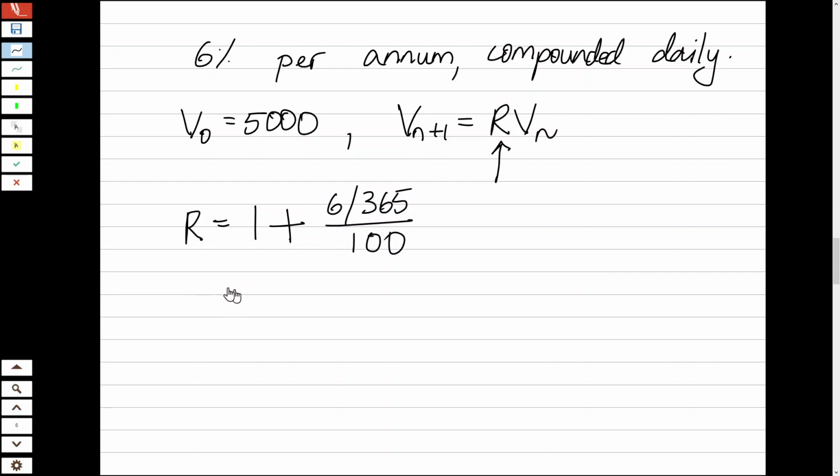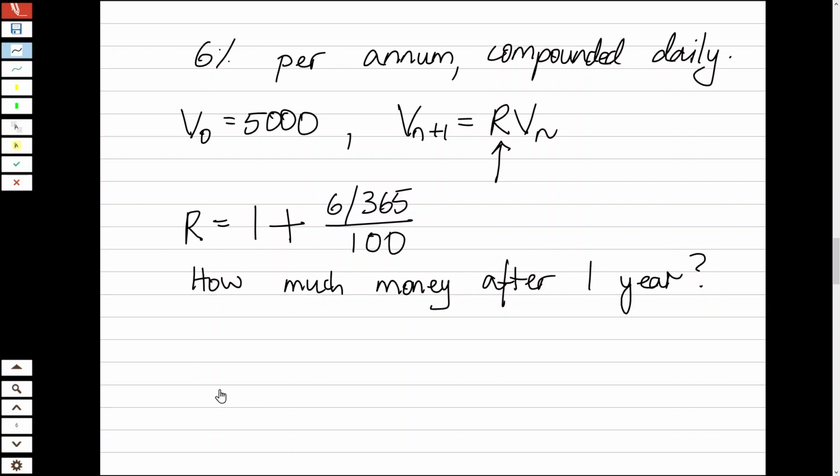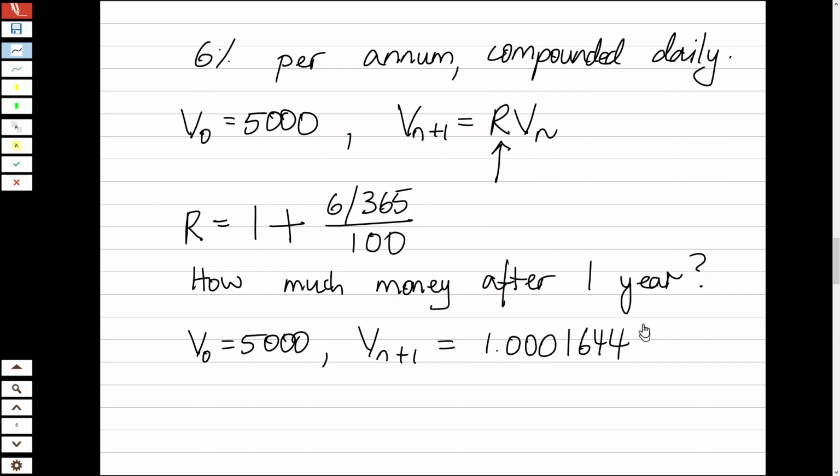Okay, so I'm interested in how much money there is after 1 year. I'm going to try that one again. Does someone want to calculate? I came up with 1.000164. Yes. Thank you. Is it better because it's one now? It's getting smaller, but you're doing it more times. So that's right.